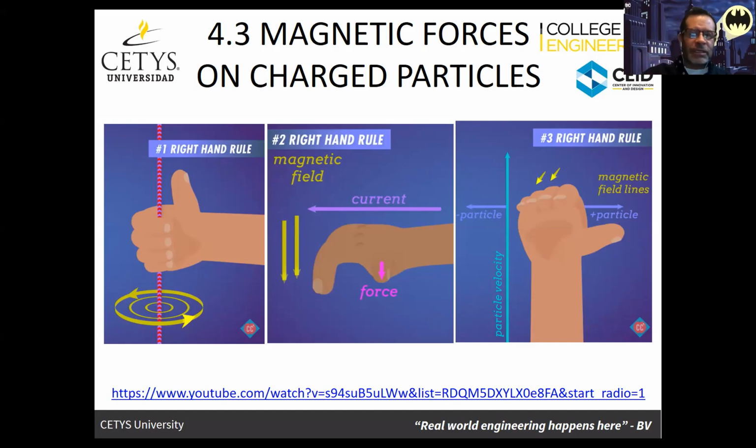Remember that. Conductor that has a current going through it, magnetic field. Conductor that has a current going through it, placed in a magnetic field, there's going to be a force. And there's going to be an electromotive force, an EMF, a voltage. Also, that's the Hall effect.